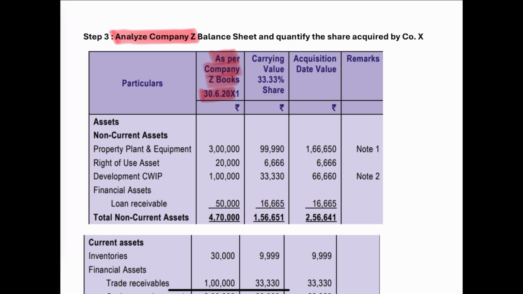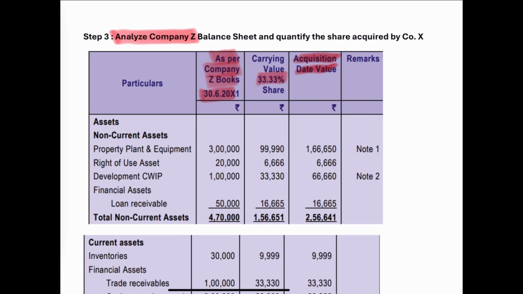And then the stake which is being taken over by company X is 33%. So we'll apply 33% to all those assets and liabilities and see what the carrying value of the balance sheet of company Z being taken over by company X is. Okay, so this is the first step, and we'll have to work out what the acquisition date value is.